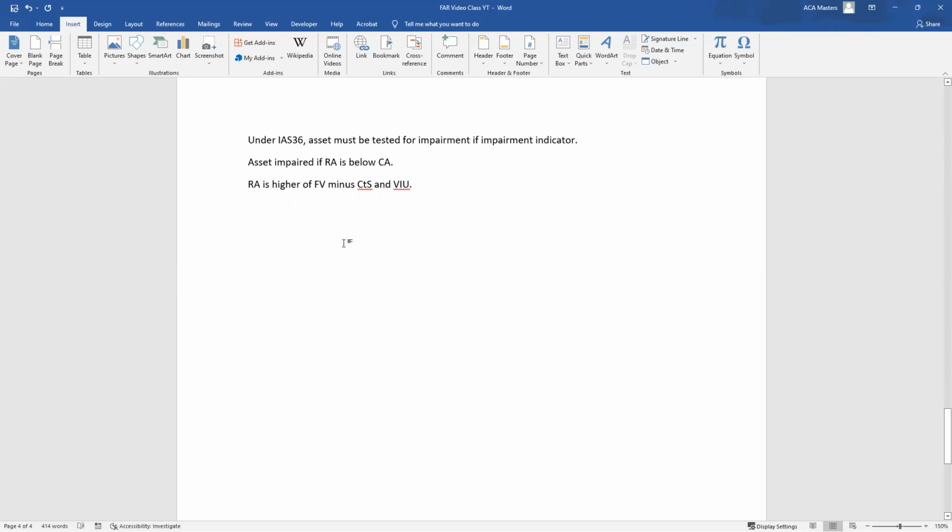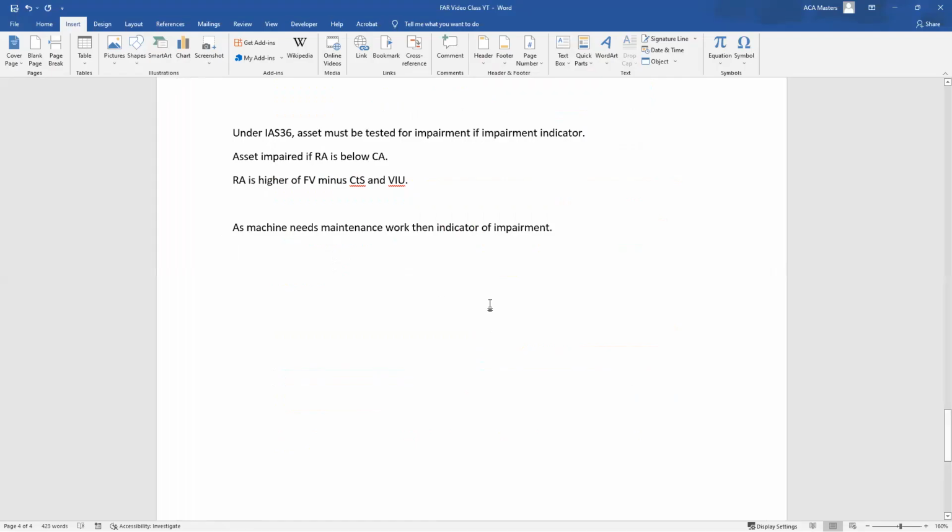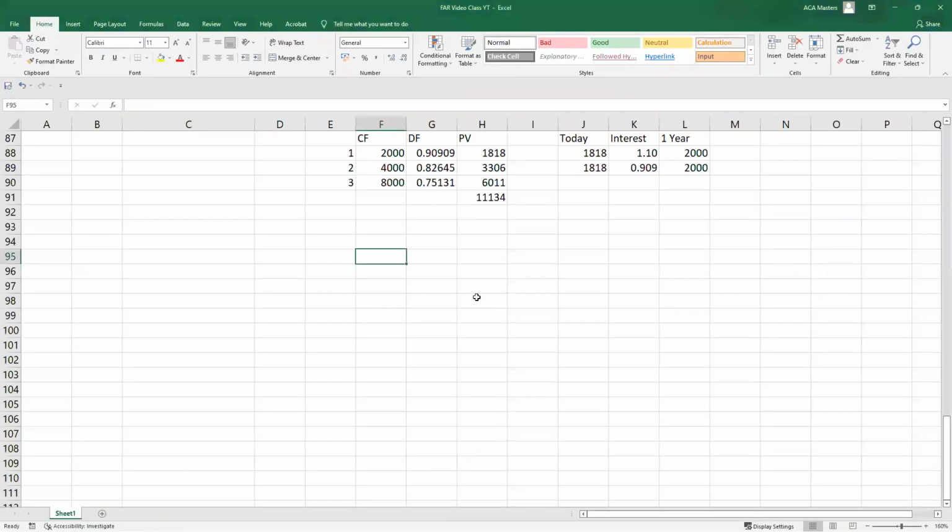So we could say, as the machine needs maintenance work, then there is an indicator of impairment. And they have actually done the impairment test, so therefore they haven't done anything wrong, so the impairment review was carried out. So what we need to do now is look at the carrying amount and compare that to the recoverable amount.